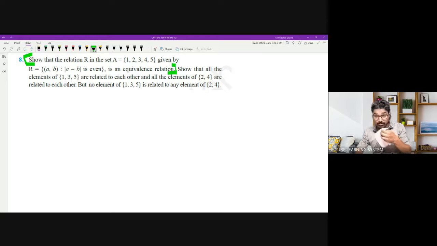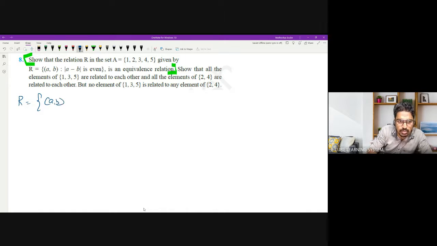First of all, we should convert the relation into roster form. For that, let me ask one thing. Given that the relation R is equal to the set of all ordered pairs (a, b) such that modulus of a minus b is even. I wish to ask two things. First one, Alsaf, what does this modulus sign mean?